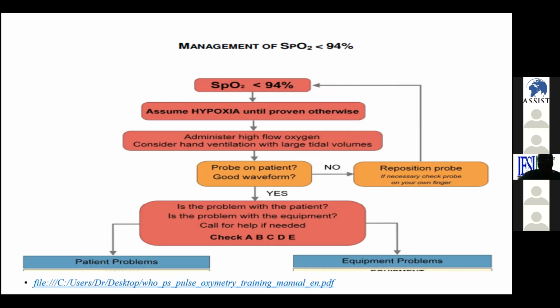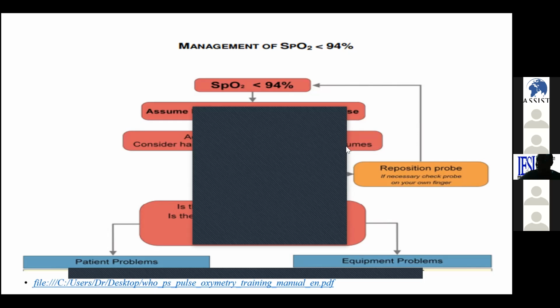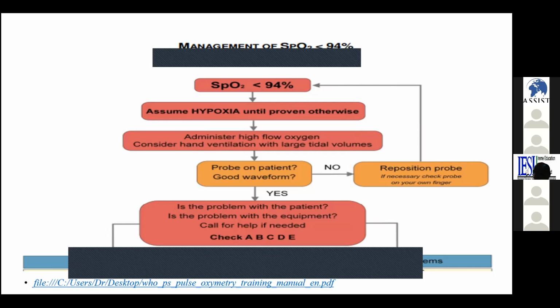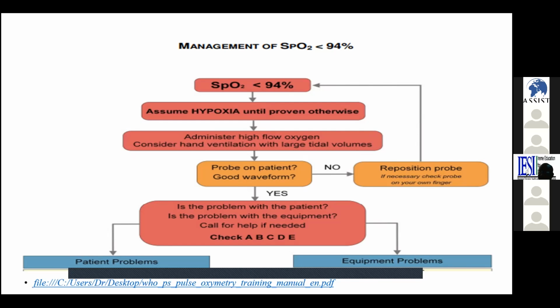This one, let's talk about management of a patient who is having SpO2 below 94. So this patient, we will assume there is hypoxia until proven otherwise, as long as we have pulse oximeter for monitoring. So this patient will be treated with high flow oxygen or hand ventilation if possible.